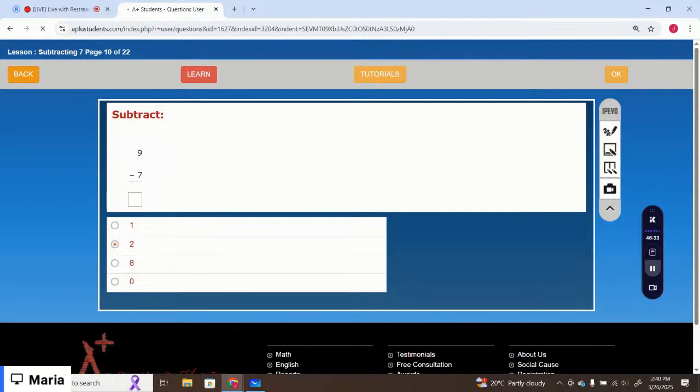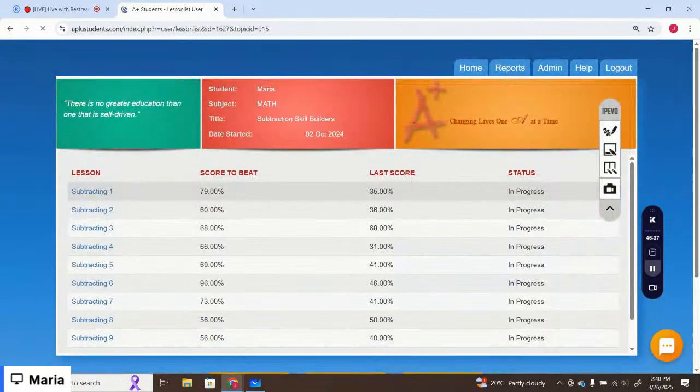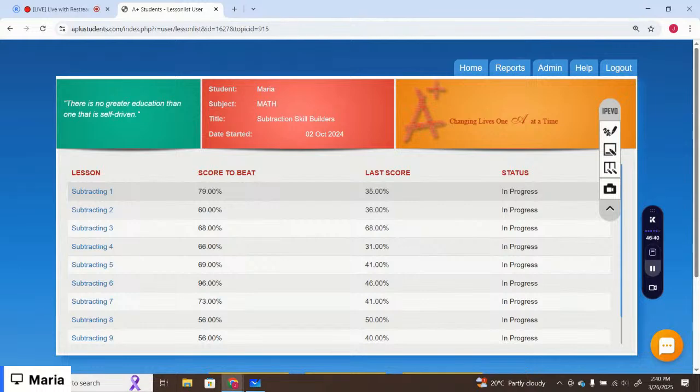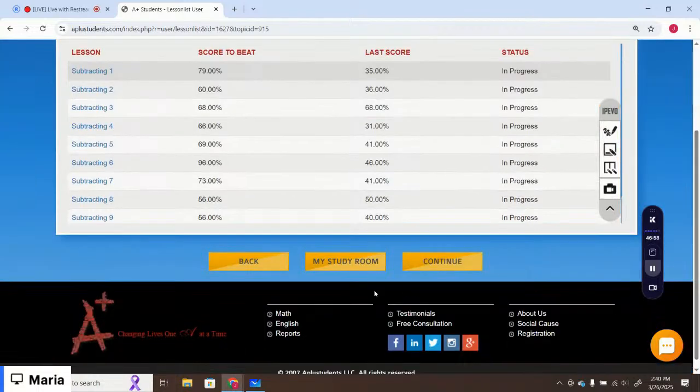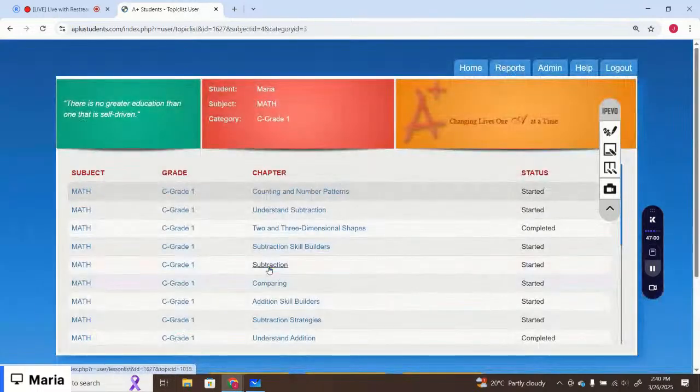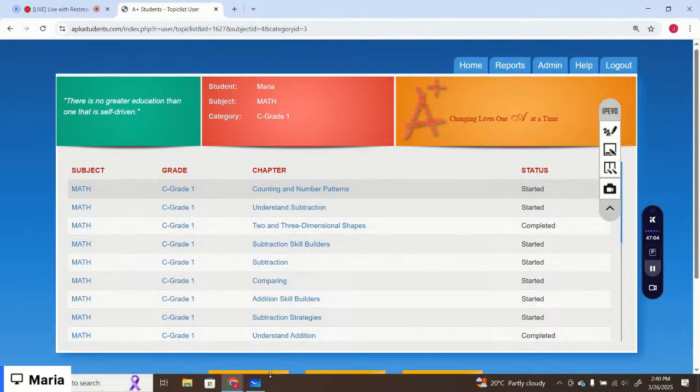So we were working on grade 1 math. The chapter we were working on is subtraction skill builders. The lessons we have covered today are subtracting 5, subtracting 6, subtracting 7, and subtracting 8. So please make sure before the next session you complete all the practice questions for the lessons we just did. That is your homework until the next session.